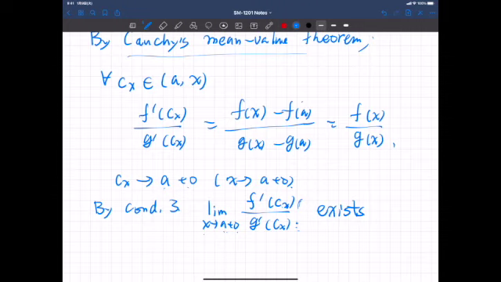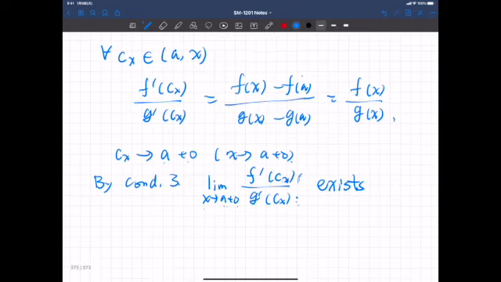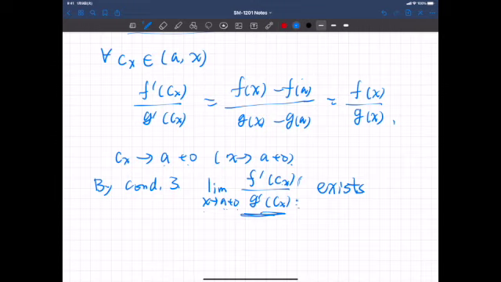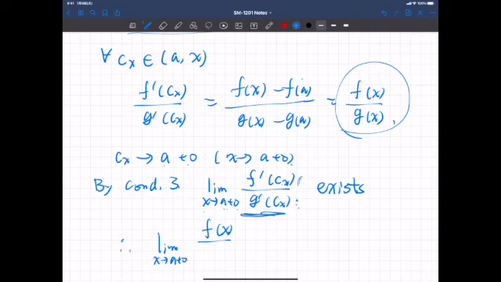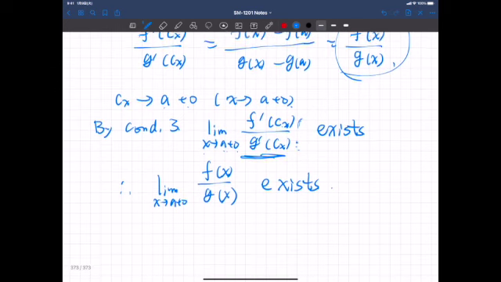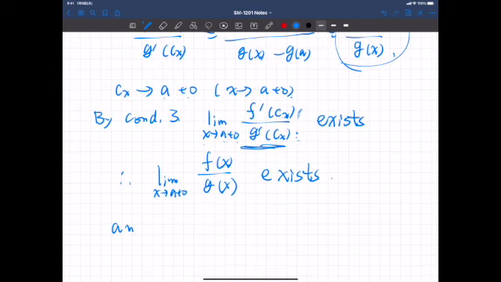Okay, therefore, because this limit exists, and this ratio is equal to this ratio, right? So therefore this limit, as x approaches a from the right, of f x over g x exists. And that is equal to this.